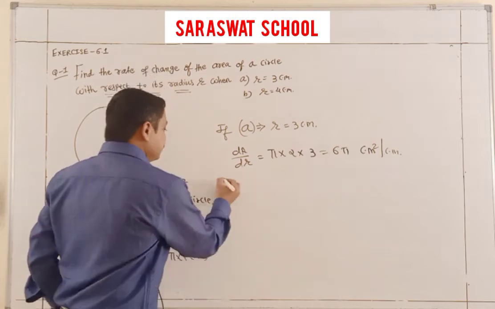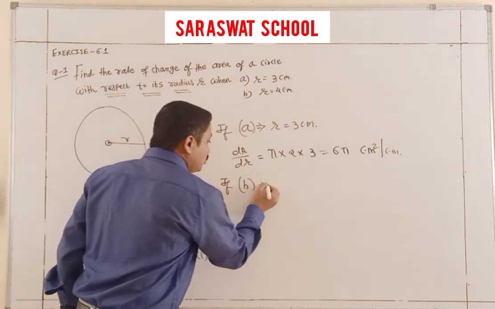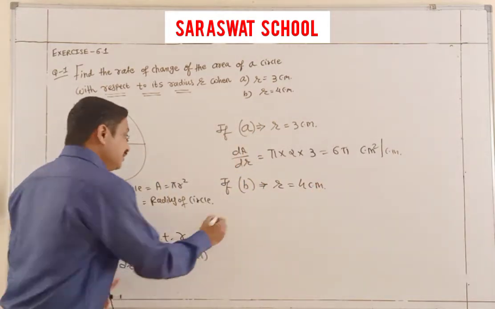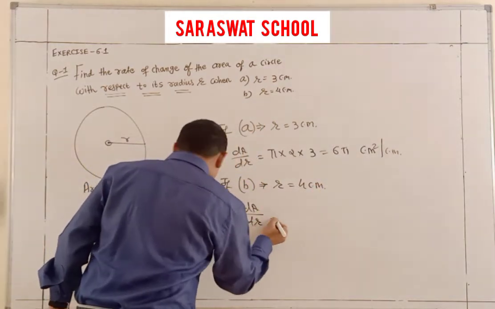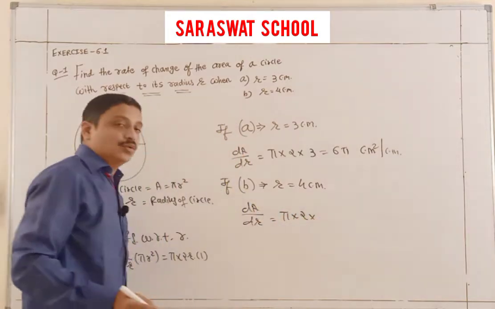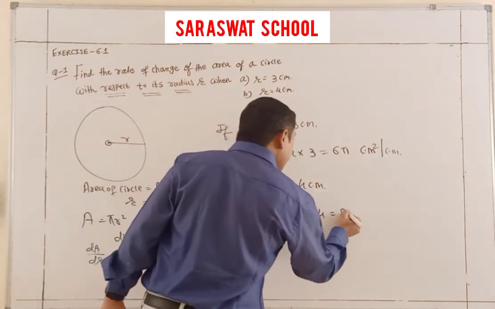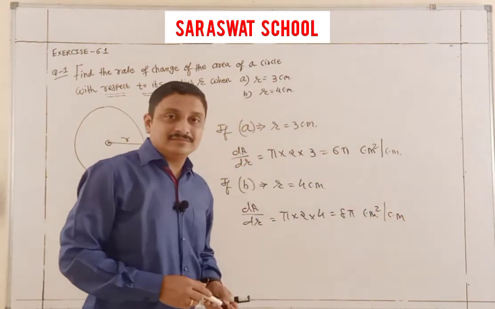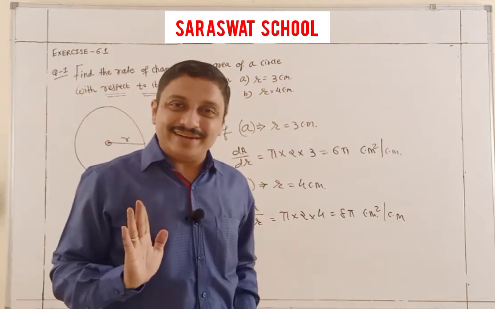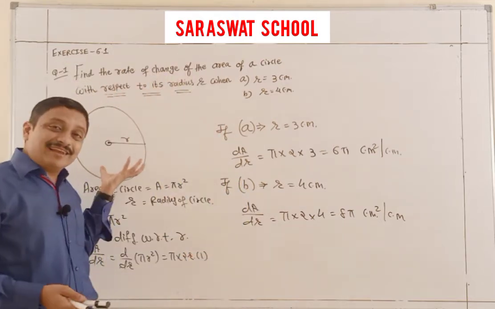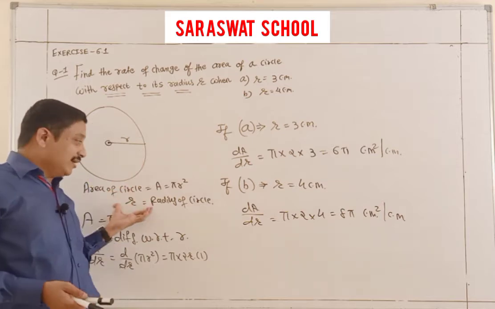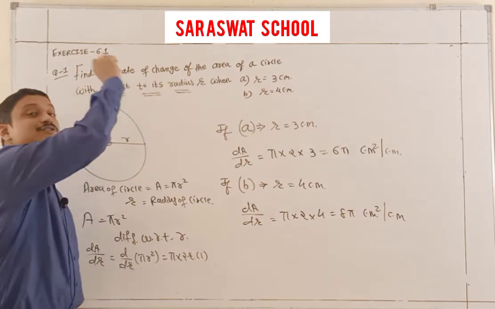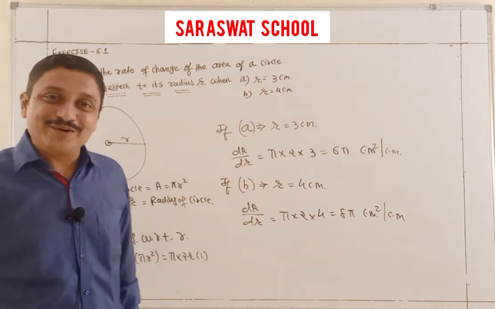And second, in question B, given r equal to 4 cm. Again write dA by dr, which is pi into 2 into what is the r? 4. It means the answer is 8 pi centimeter square per centimeter. I know you can take pi as 22 by 7. Students, it's a very easy numerical. I only take out the formula and the derivative with respect to r. Yes, now students, I am going ahead to the next question.